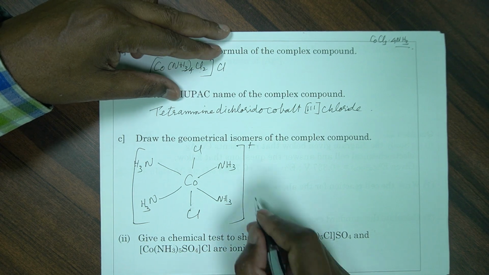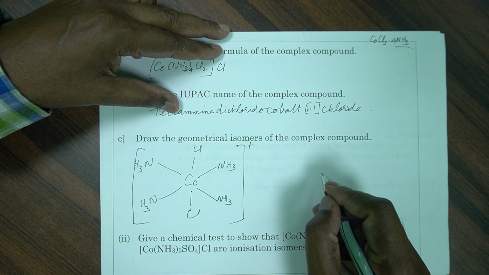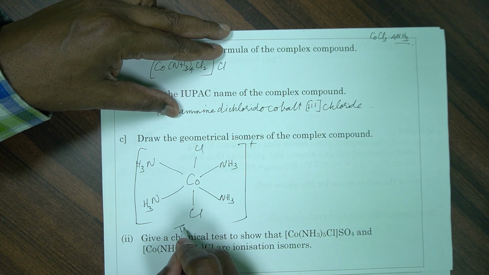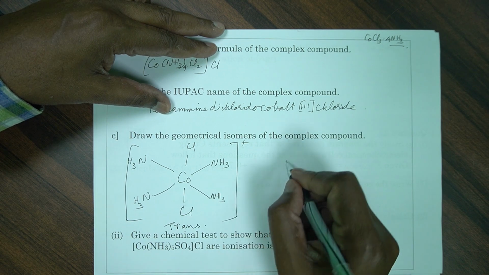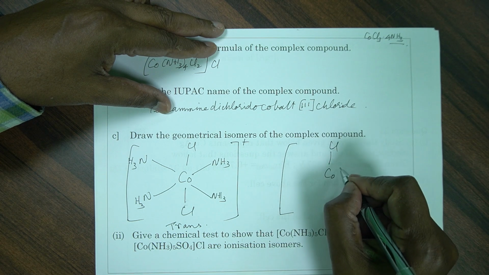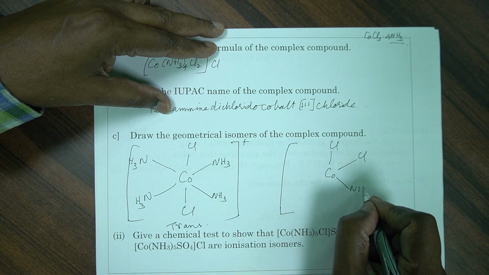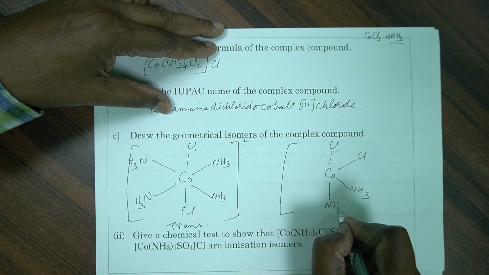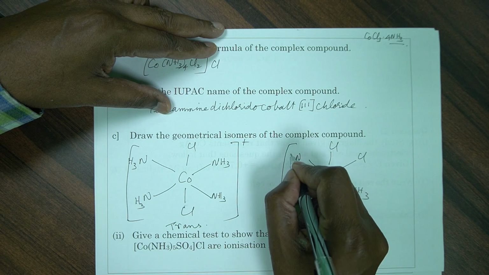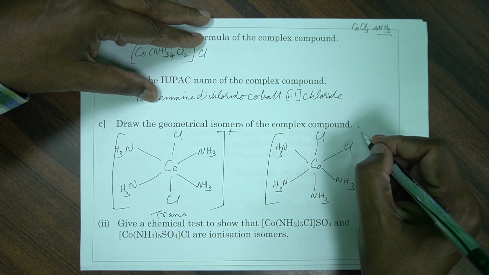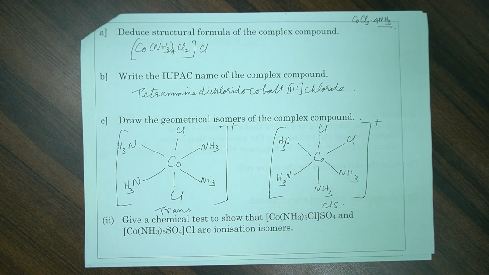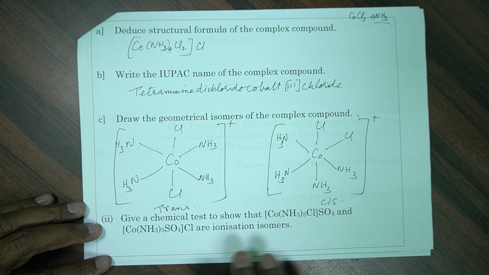Now what will be the geometrical isomers? This one has the chlorines placed diagonally opposite, so this will be the trans isomer. Now what will be the cis isomer? Co, Cl, and 1 chlorine comes here. The ammonia goes here, NH3 and NH3 and NH3. This will carry the plus charge, and this will be the cis isomer. So those are the 2 isomers.